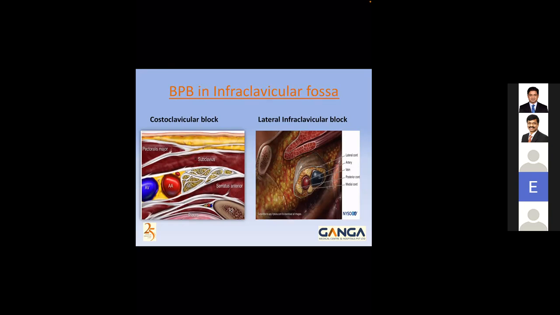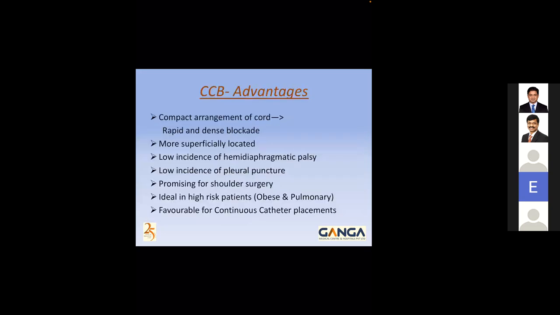In the costo-clavicular block, the cords are placed more superficially. But in the infraclavicular block, they are placed much deeper, under the pectoral muscles, about 4 to 5 centimeters. These are the basic major differences between the costo-clavicular block and the lateral infraclavicular block.